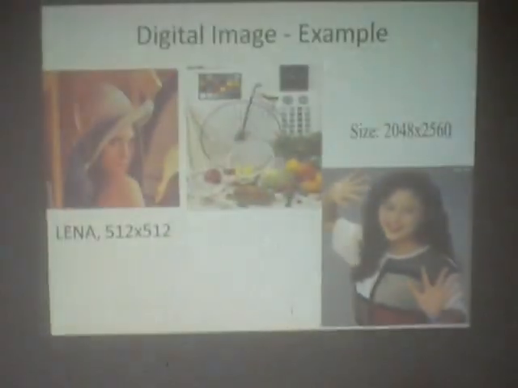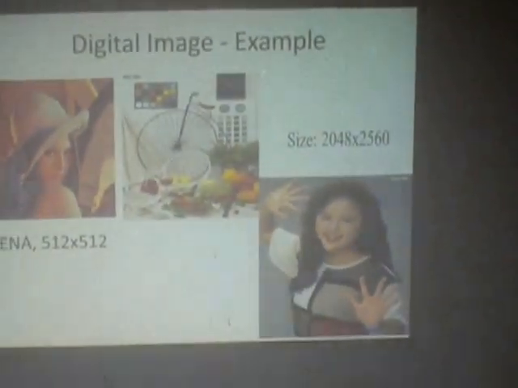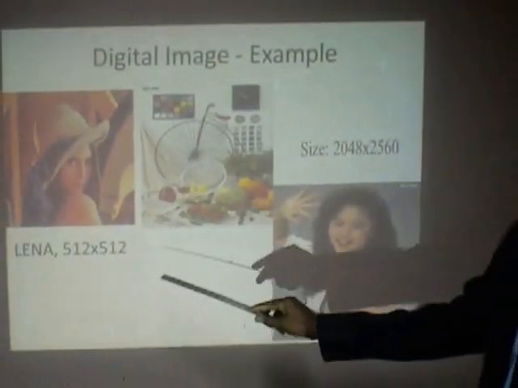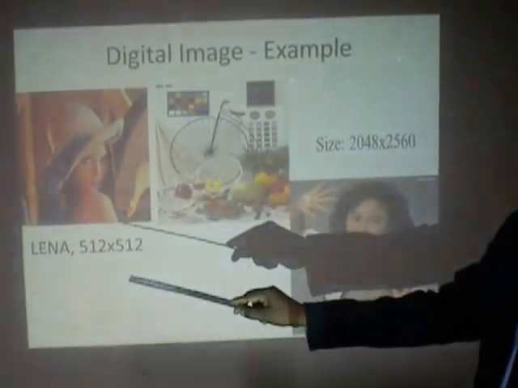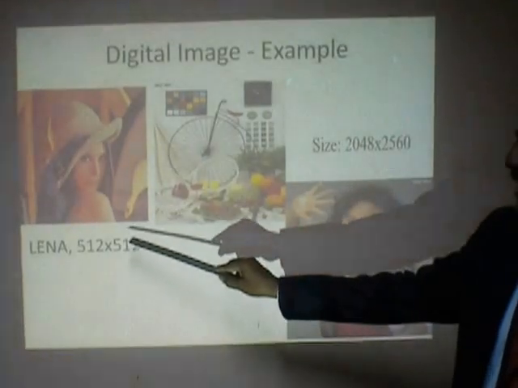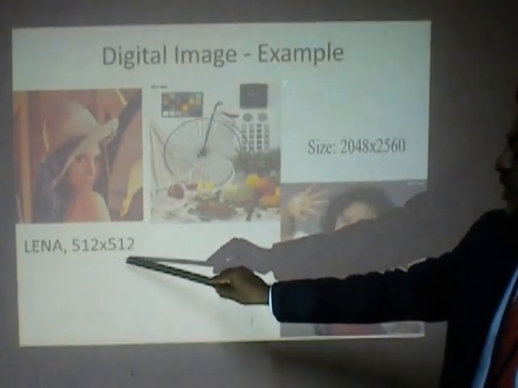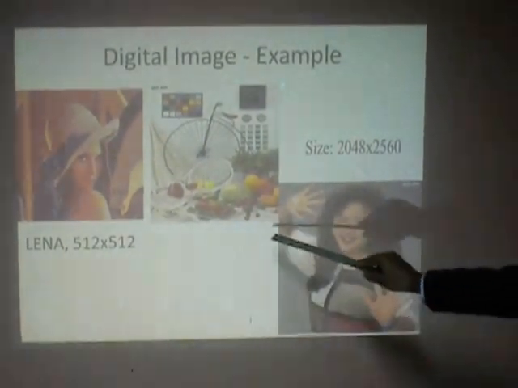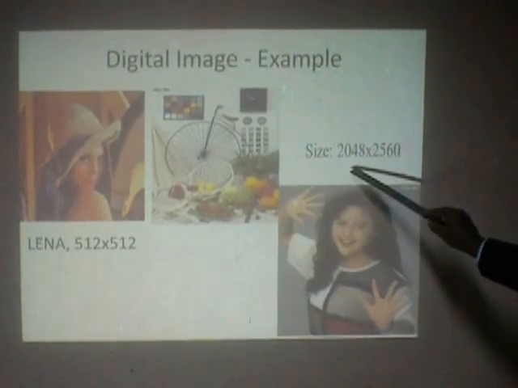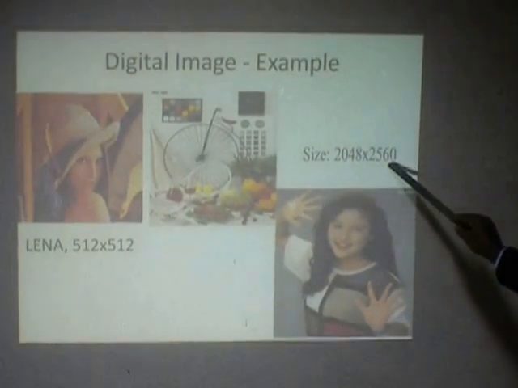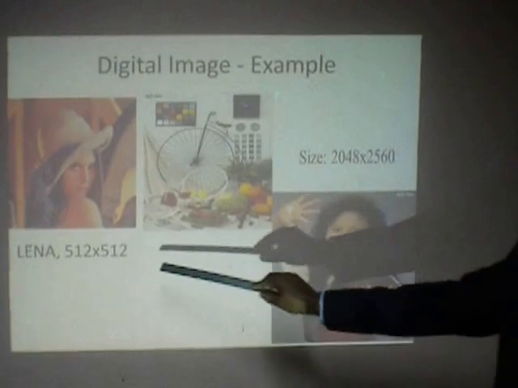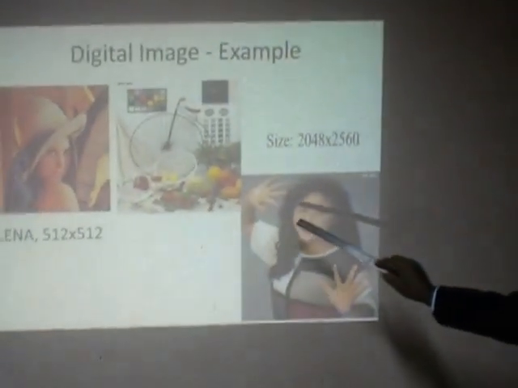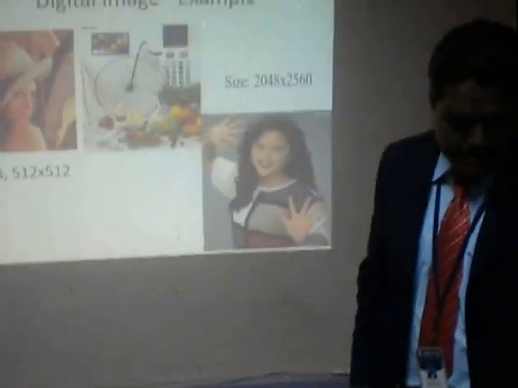So, these are a few examples of digital images. The first one is a very famous image, Lena. This is of size 512 into 512 pixels. The next two images are of size 2048 and 2060. If the resolution increases, the accuracy of the image also increases.